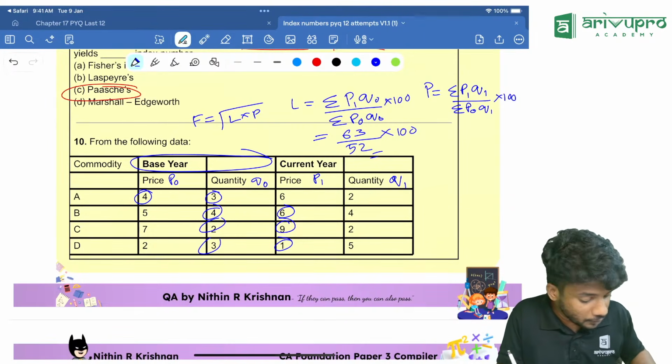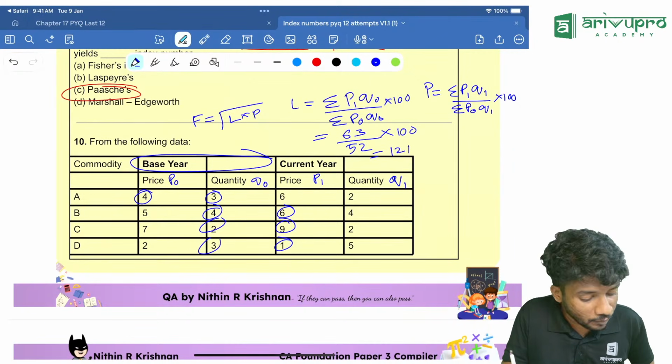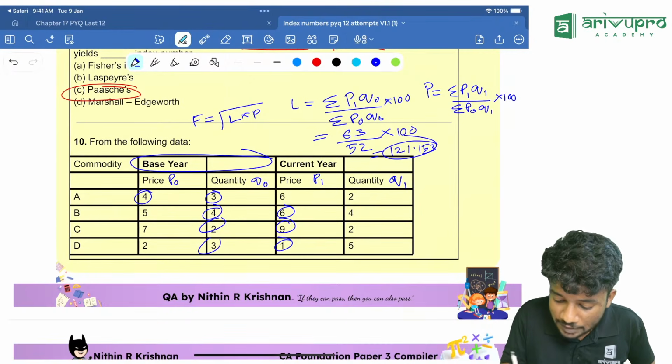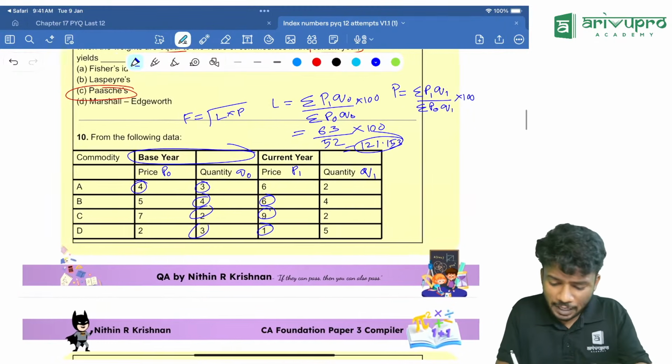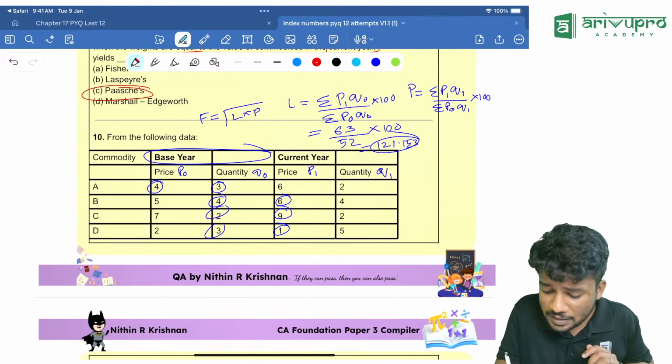So Laspeyres value is how much? 63 divided by 52 into 100, which is how much? 121.153. That is Laspeyres value. So we have the value of Laspeyres. Now we need to find the value of Paasche index number. How to find the value of Paasche index number?